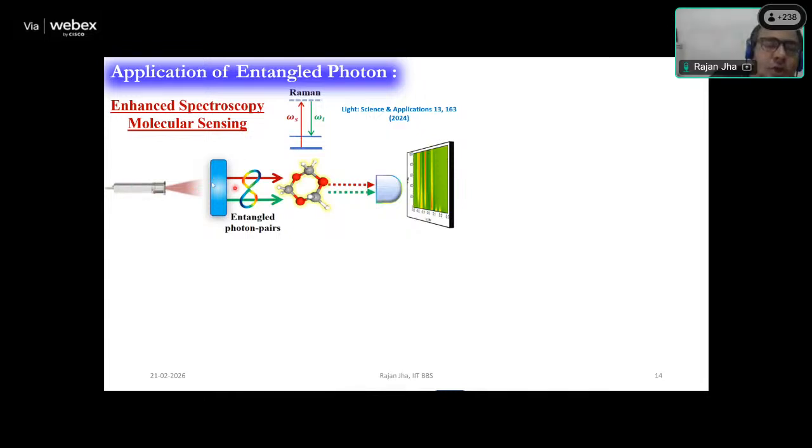So you have some source, you have some nonlinear crystal, you create entangled photons. Now these two entangled photons are going to interact with, let's say, any molecule. These photons are going to excite them, they will come down, they will emit, and the emitted one is again entangled. If you can correlate them suitably, you can get specific information about these molecules, what type of molecules, what type of bonds they have, and so on.